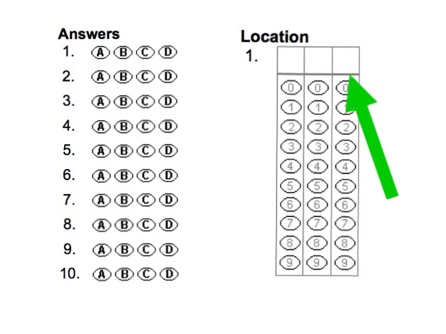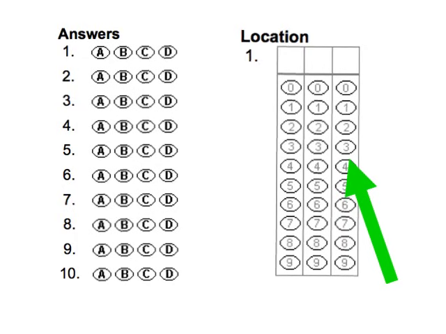The other type of bubble form that we'll go over are the more identifying marks. These are usually found on the front and back pages of your test.